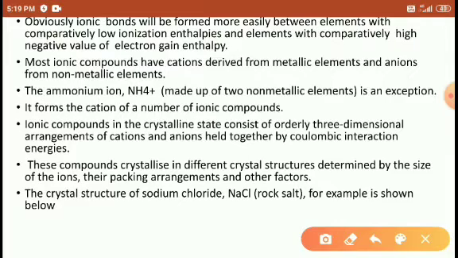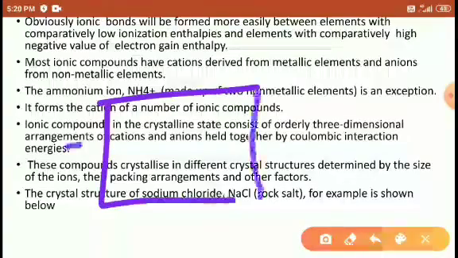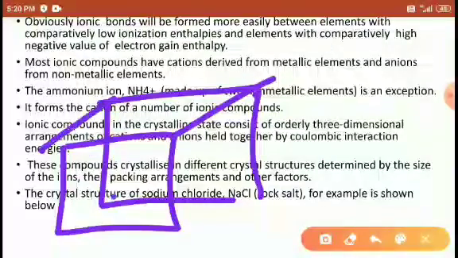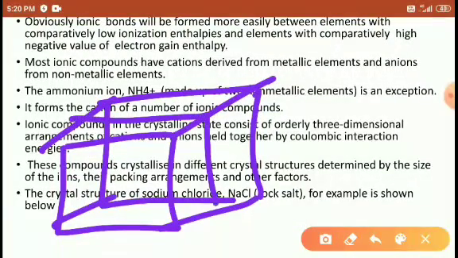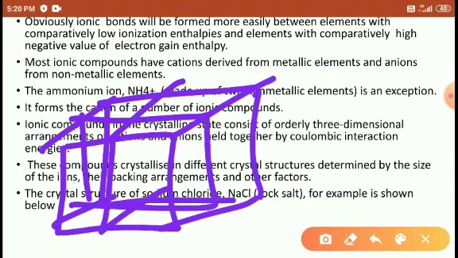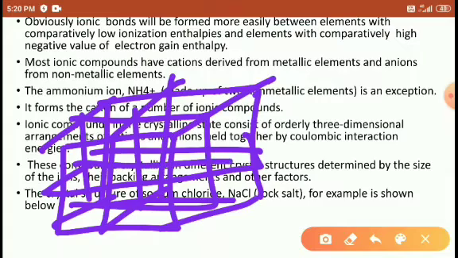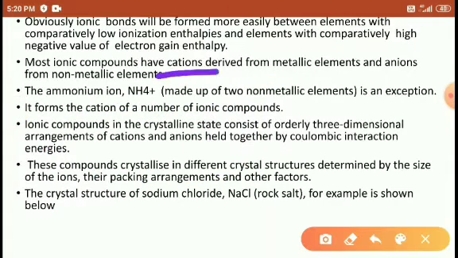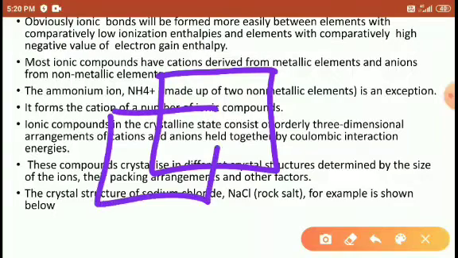So students, ionic compounds in the crystalline state consist of an ordered three-dimensional arrangement. Whatever the ionic compound, sodium chloride or ammonium chloride, they are all arranged in three-dimensional structures, right? Or you may simply write it like this: it is a three-dimensional structure.